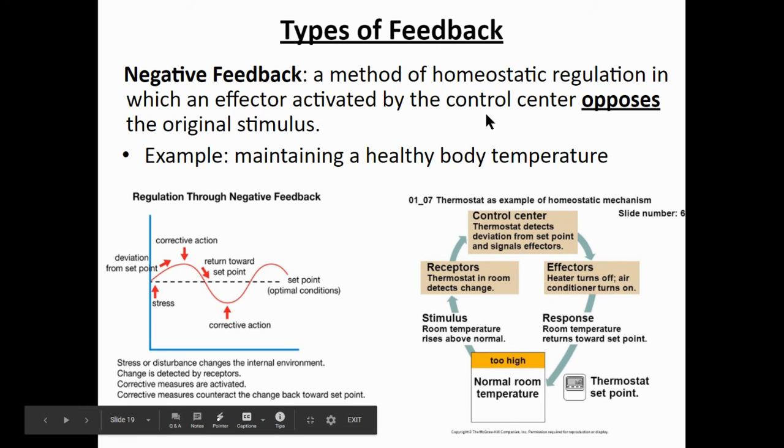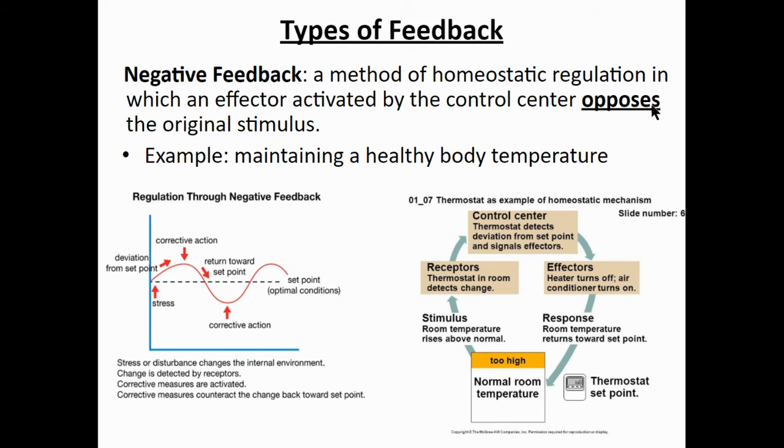So negative feedback, that's what we've been talking about. The control center is going to oppose the original stimulus. You're too hot. Okay, we need to make it cooler. Or you're too cold. We need to heat up. So it's going to do the opposite of whatever the stimulus is telling your body.